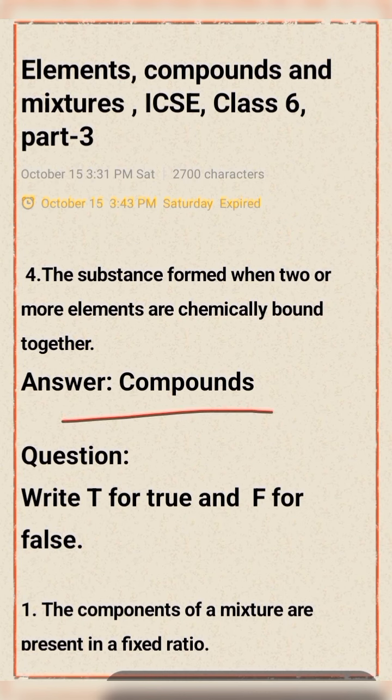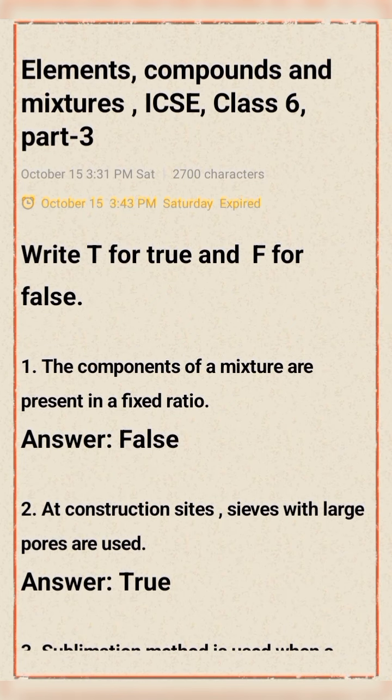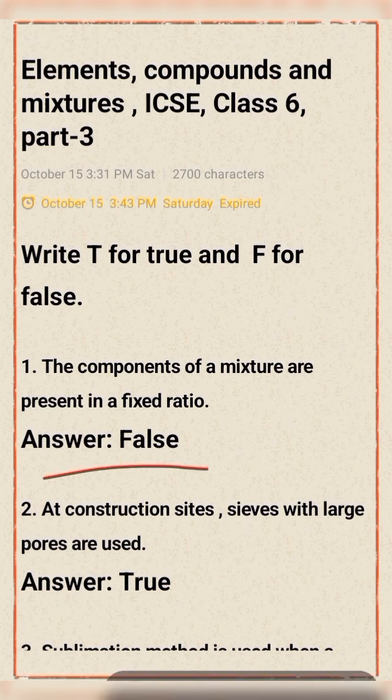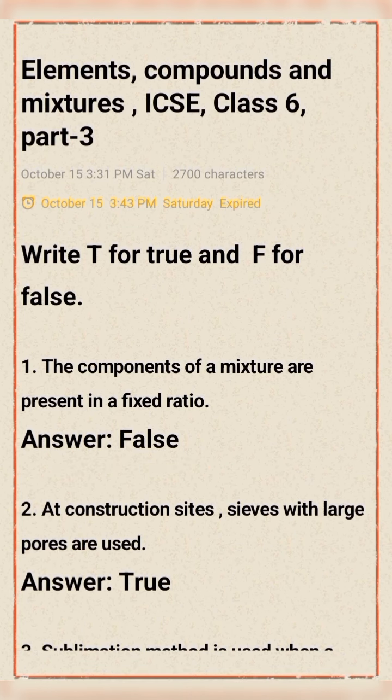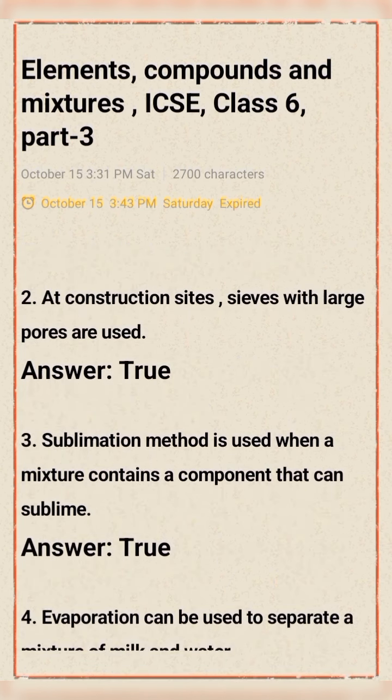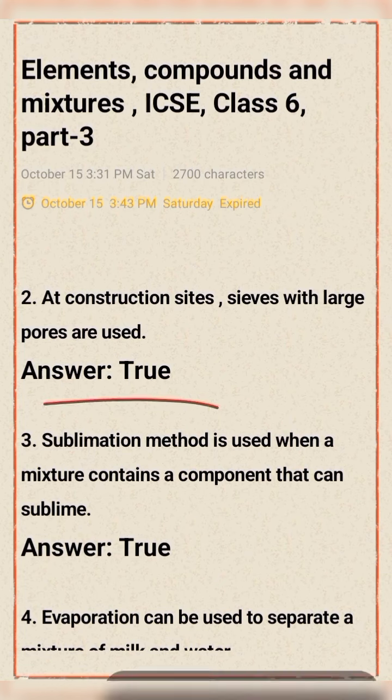Answer, compounds. Next question type, write T for true and F for false. Question number 1. The components of a mixture are present in a fixed ratio. Answer, false. That is, the statement is false. Question number 2. The construction sites, sieves with large pores are used. This statement is true.